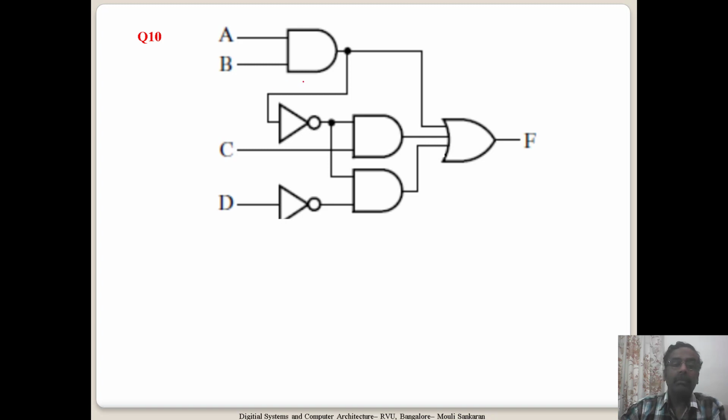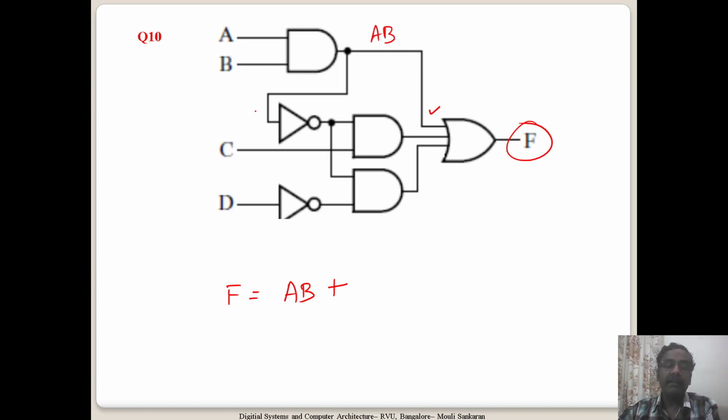Now AB is given, so this is AB. Okay, one expression is having AB, one is coming, and I am performing an OR operation. So let me perform an OR operation, because I am trying to find out F. So F is equal to, okay, this is AB, A dot B.